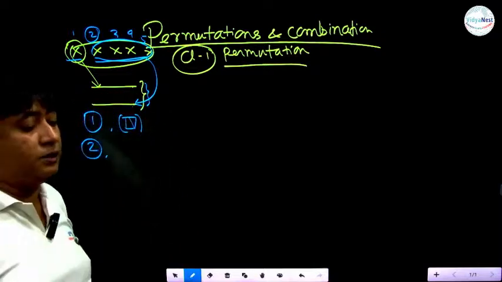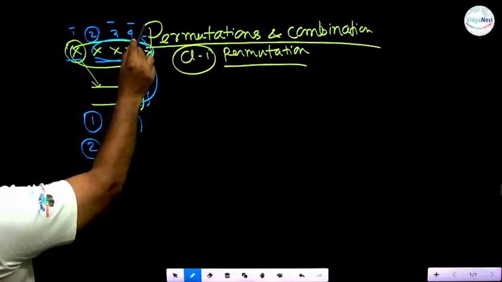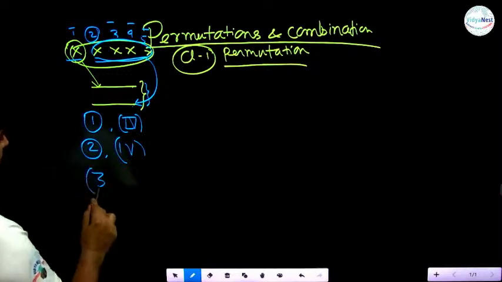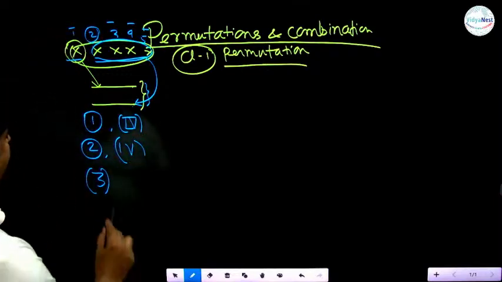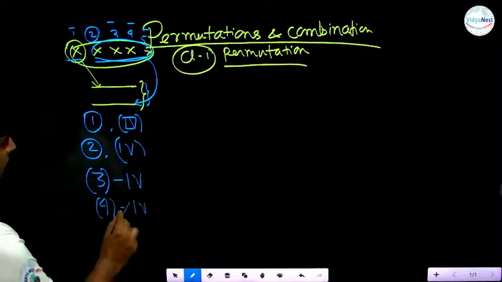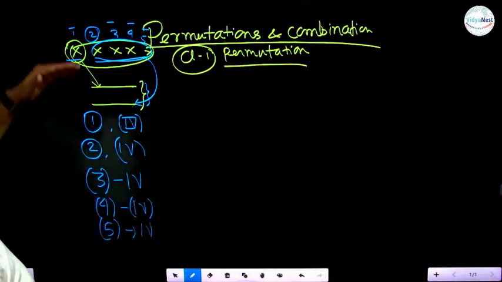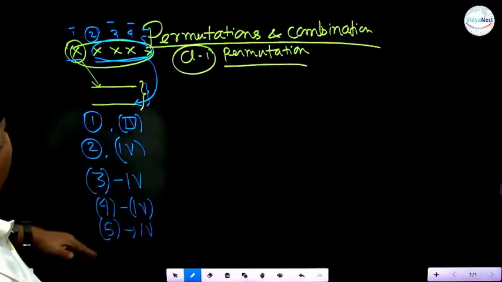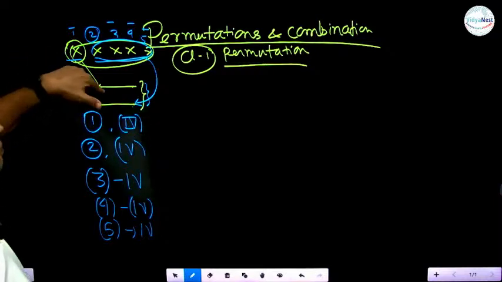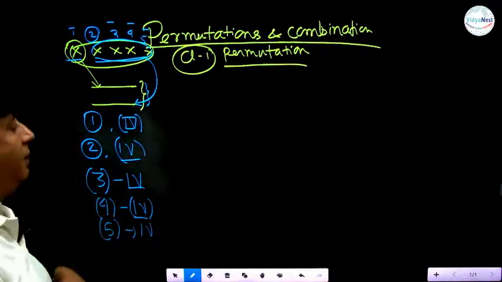Occupied the first bench, then the second bench would have been occupied by the remaining 4 students. Again 4 students. In this manner, if you call roll number 3, then also 4 students. If you call roll number 4, then also 4 students. And if you call roll number 5, then also 4 students. So each of these 5 students, one of whom is called to occupy the first bench, will have 4 options to occupy the second bench.